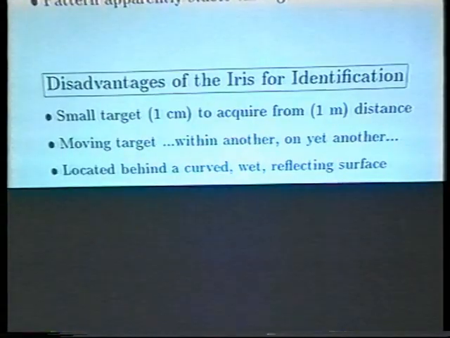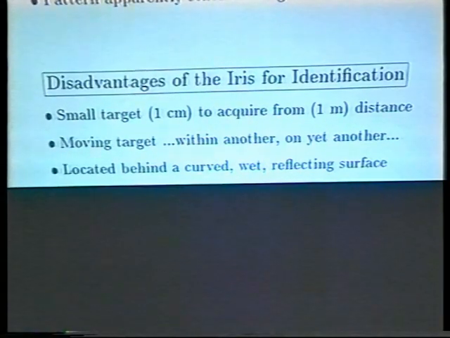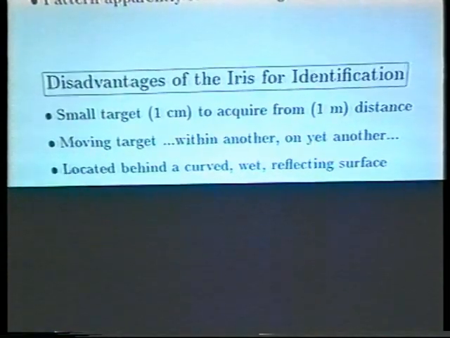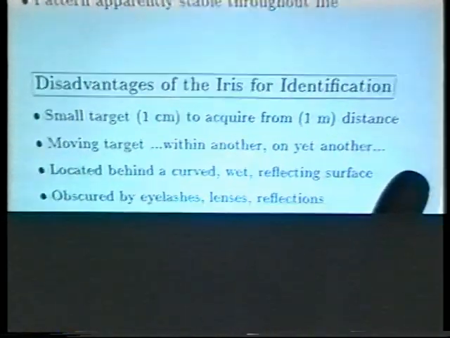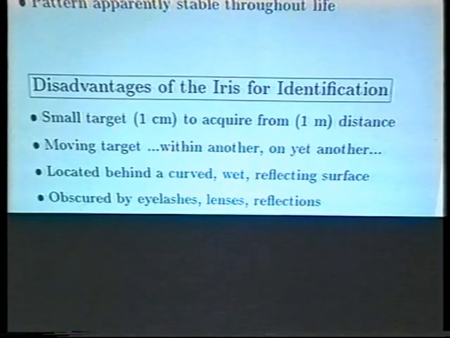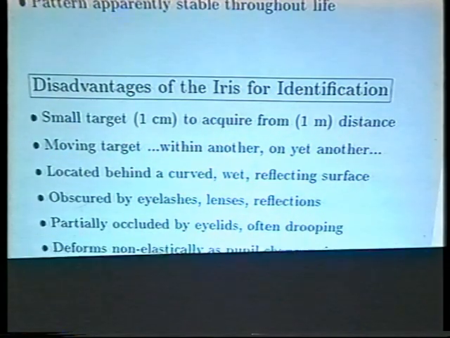The pattern is located behind a curved, wet, reflecting surface, the cornea, which means you always get a wide-angle mirror reflecting the world in front of the person back into the camera. So you have the superposition of structure on the iris, and you have to play games with wavelengths to remove that. The iris is often obscured by eyelashes, lenses, reflections, and other forms of corruption. We have to be able to tolerate quite a lot of corruption in the iris image.